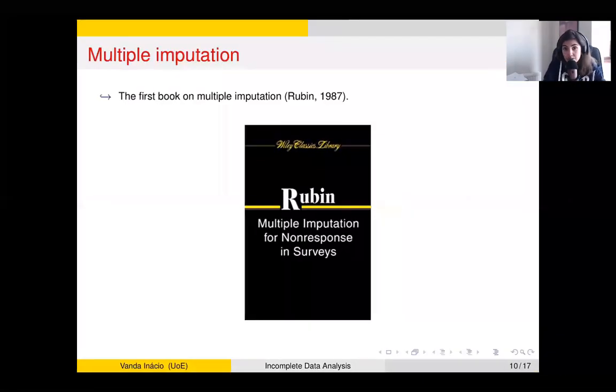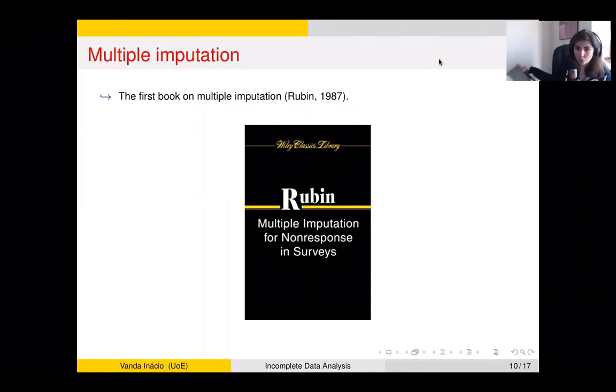There is also a book on multiple imputation that came out in 87, and the title is Multiple Imputation for Non-Response in Surveys. As we have seen, multiple imputation has its roots in the surveys area, and as we talked about at the beginning, it's an area that is very prone to the occurrence of missing values. This is a classical book. I have my own copy here. It's a secondhand copy, so it looks old. Don't try to guess my age by how old this book looks.